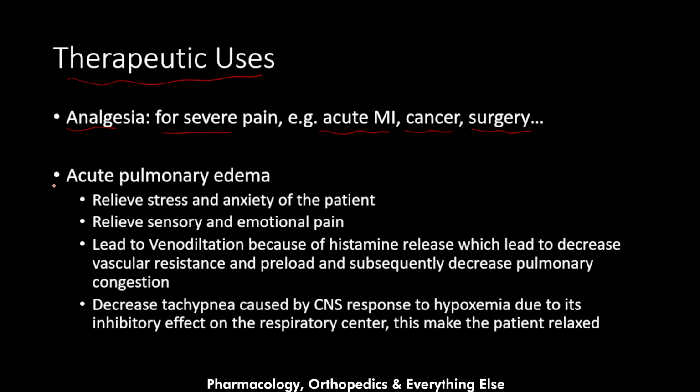So the morphine is also used for acute pulmonary edema. So in acute pulmonary edema, the patient is anxious, hardly breathing, they are in severe distress, they are almost dying, so they feel really anxious, and the morphine works to relieve the stress and anxiety of this patient and to relieve the sensory and emotional pain. And it would also lead to venodilatation because of the histamine release, which leads to decreased vascular resistance and the preload and afterload, and subsequently decreases pulmonary congestion. And it would also decrease the tachypnea caused by the CNS response to hypoxemia due to its inhibitory effect on the respiratory center, and this makes the patient relaxed.